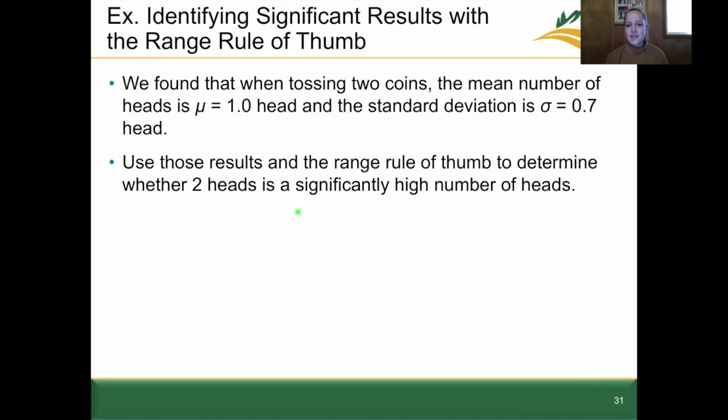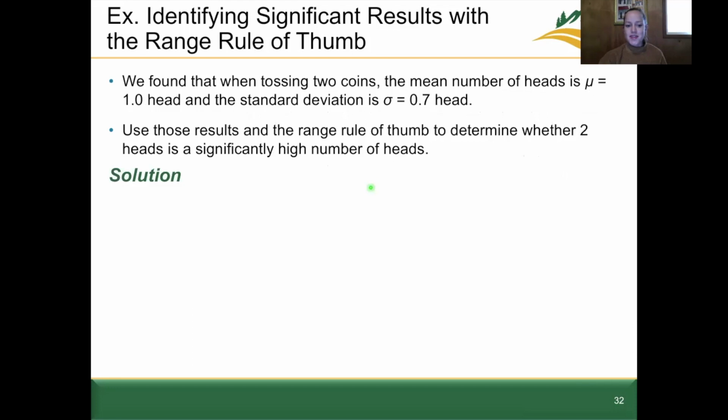Let's apply the example we've been working on in 5.1 so far. So we found that when tossing 2 coins, the mean number of heads is mu is equal to 1.0 heads. We also found out the standard deviation for this same example is sigma is equal to 0.7 heads. We can use this range rule of thumb we just went over to determine whether 2 heads is a significantly high number of heads. So let's talk about the solution here.